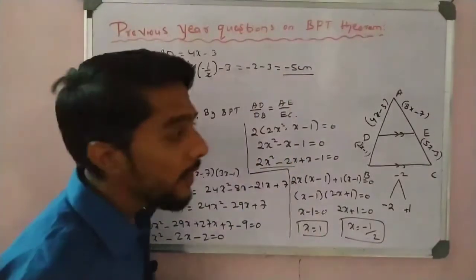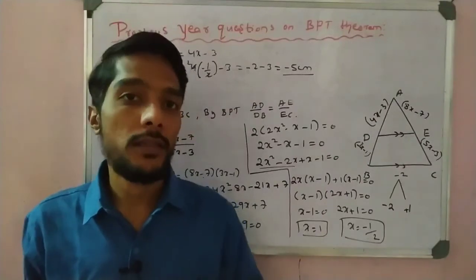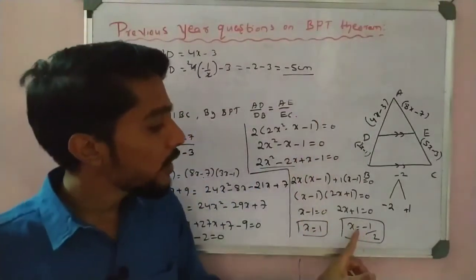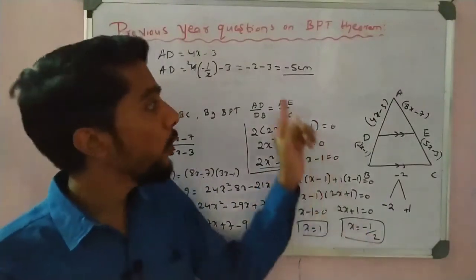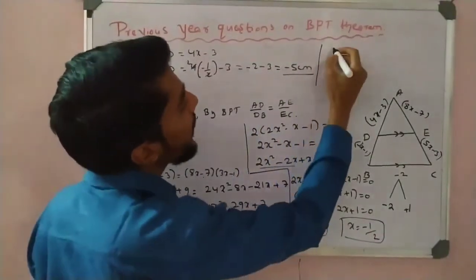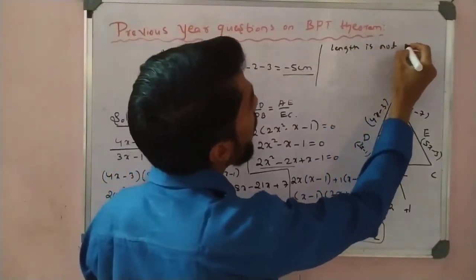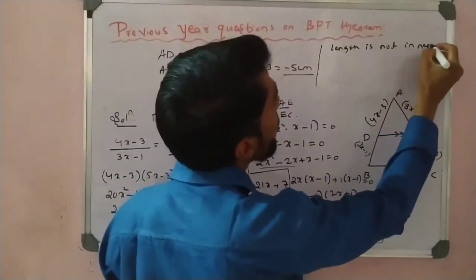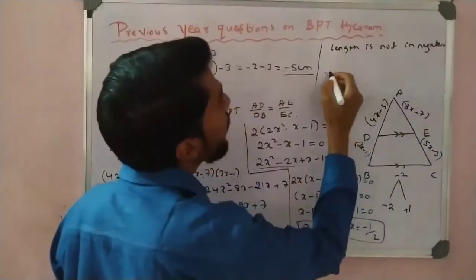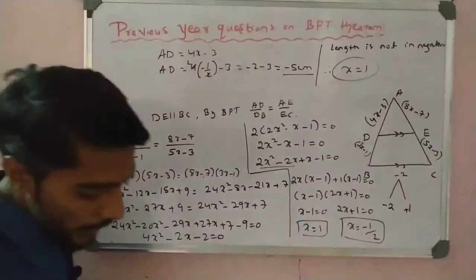But we observe that the length is not in minus. Okay, the length is never negative. So therefore the x value minus 1 by 2 gives a negative value, but it is impossible. So we observe that length is not negative. Therefore x is equal to 1 is the correct answer. So x is equal to 1 is the correct answer.